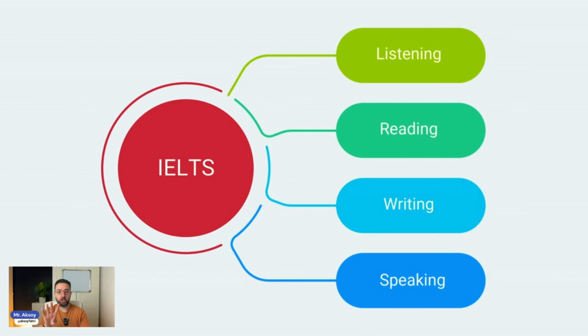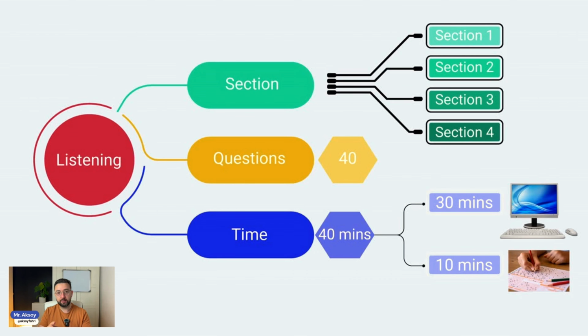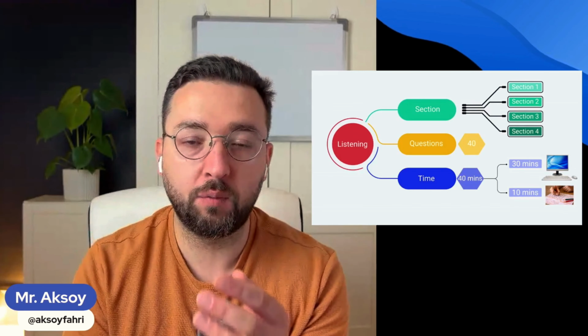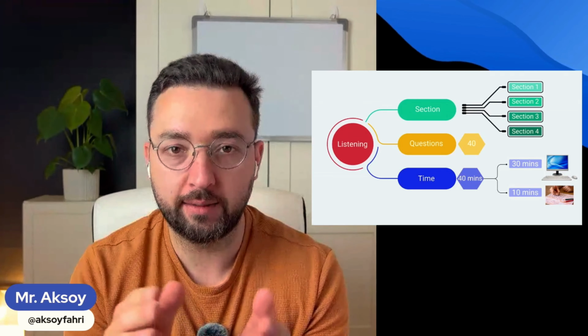IELTS has 4 parts: listening, reading, writing, and speaking. You have to take the listening test for both the academic and general tests. In the listening part, there are 4 sections, and each section has its own questions. In total, there are 40 questions in the IELTS listening part.